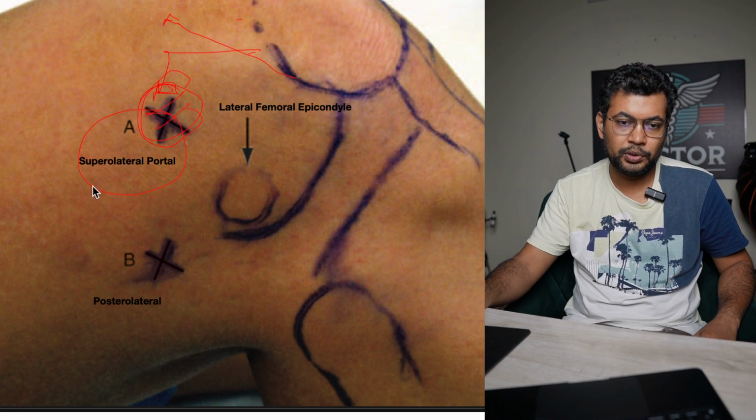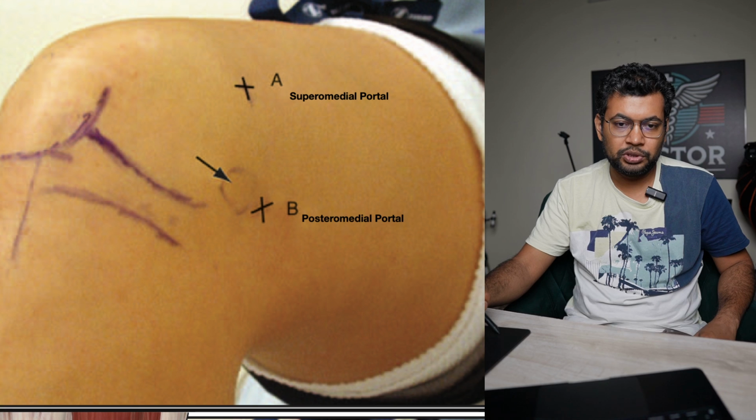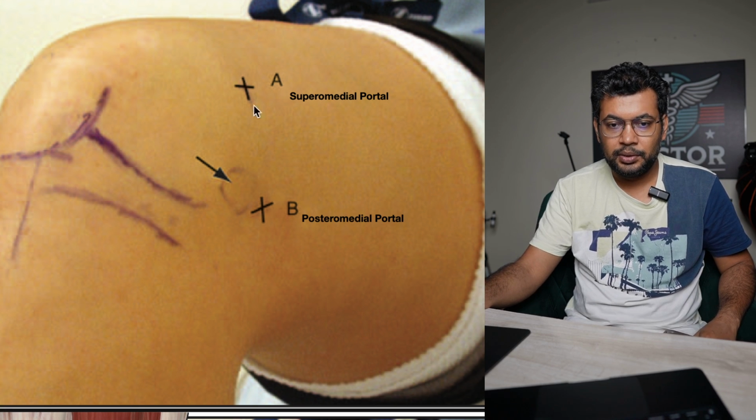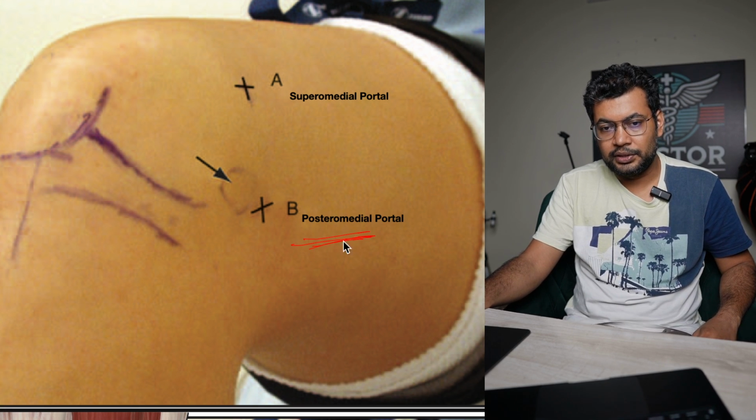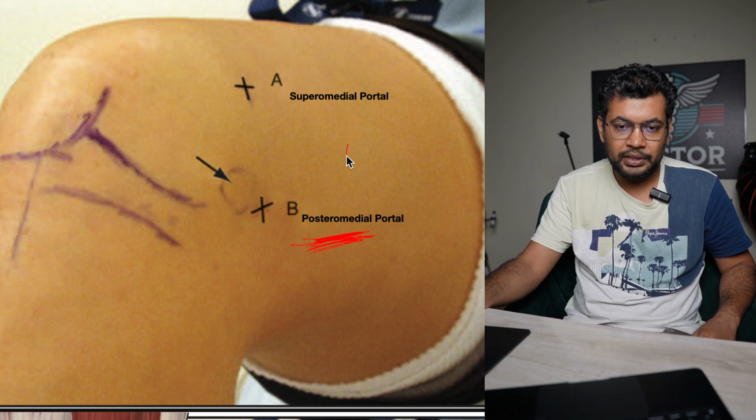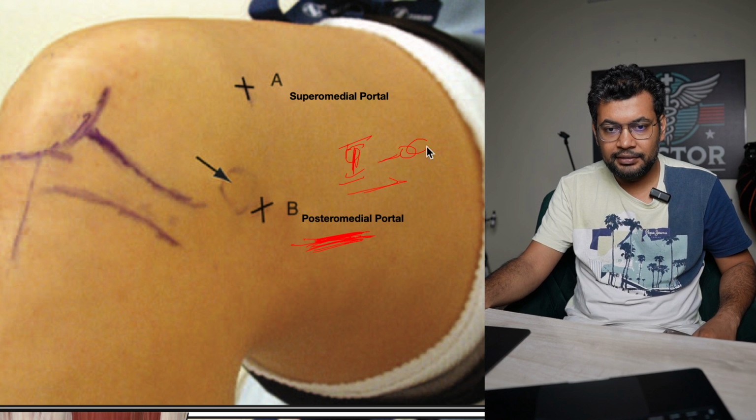This is about the superolateral portal. Then this is the most difficult portal. There is a posteromedial portal. So if we want to create a posteromedial portal, then usually we will use an inside out technique. So we will come from the inside and then we will create a portal.